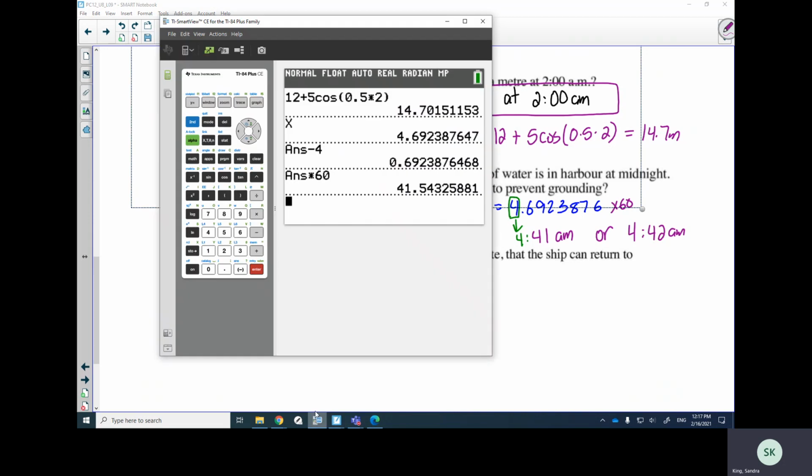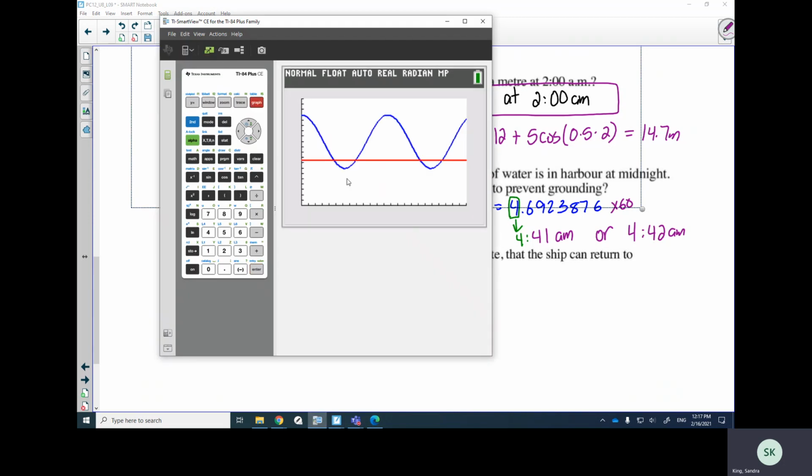If I go back to the picture on the calculator, okay, at exactly that intersect, right, if we were to use rounding rules, he's in the danger zone. That's at 8.5 meters. So you guys, 4:42 is just below that red line. 4:41 a.m. is just above. Which one would you box in on a test? When does he have to leave the harbor?